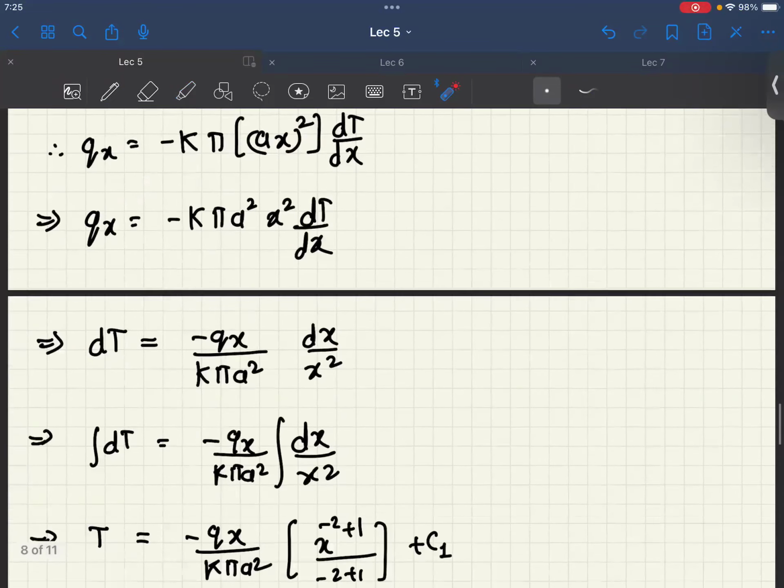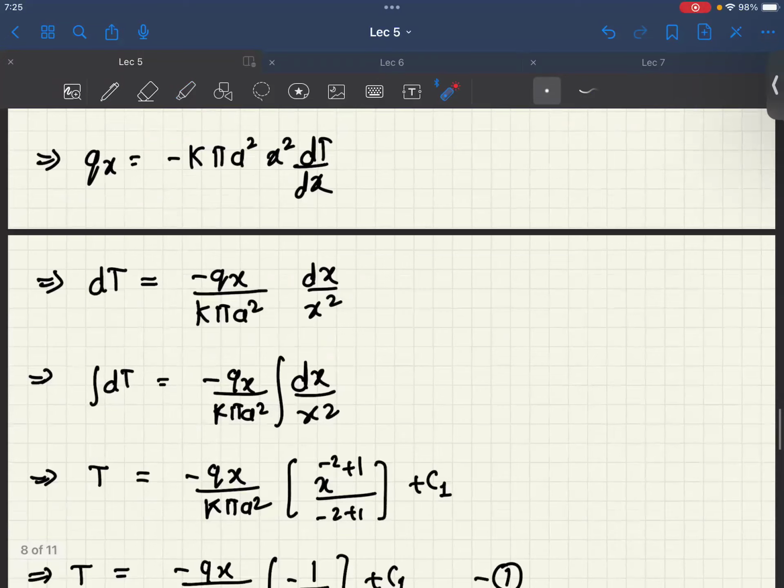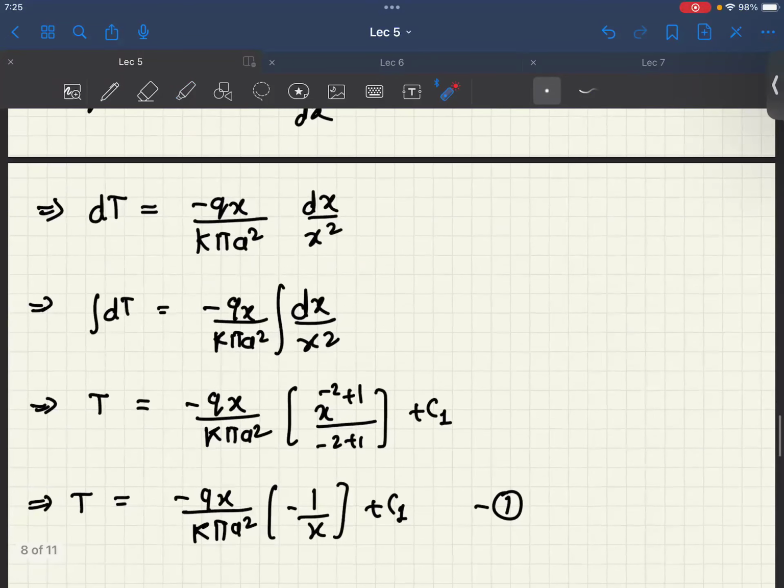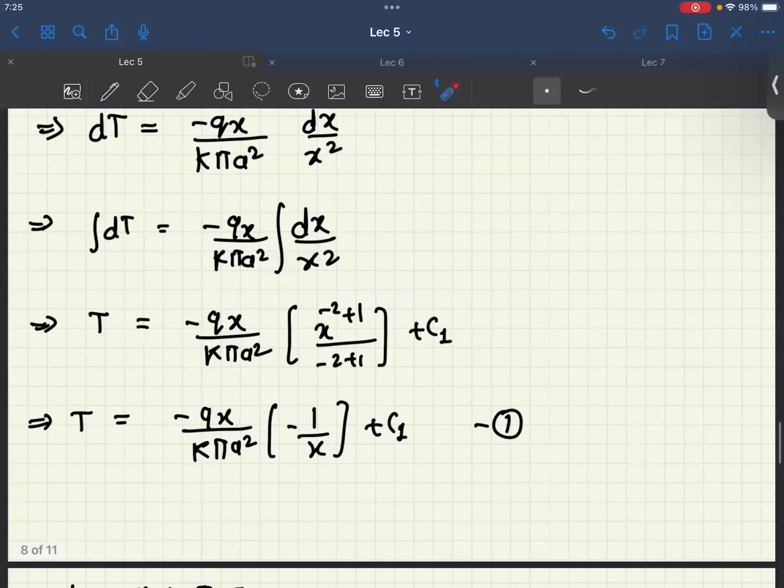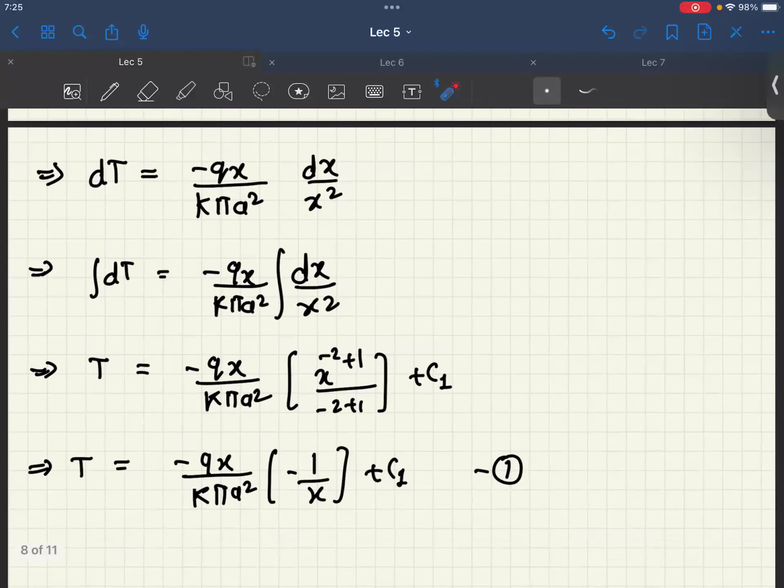Then we integrate it out two times, and we end up with this temperature profile.